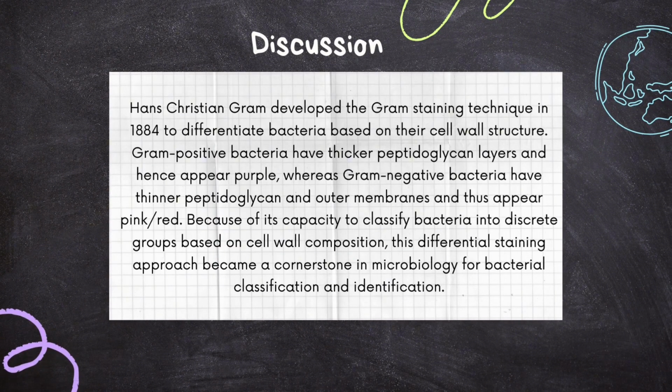Hans Christian Gram developed the Gram staining technique in 1884 to differentiate bacteria based on their cell wall structure. Gram-positive bacteria have thicker peptidoglycan layers and hence appear purple, whereas Gram-negative bacteria have thinner peptidoglycan and outer membranes and thus appear pink/red. Because of its capacity to classify bacteria into discrete groups based on cell wall composition, this differential staining approach became a cornerstone in microbiology for bacterial classification and identification.